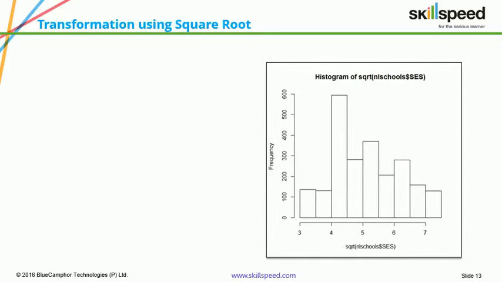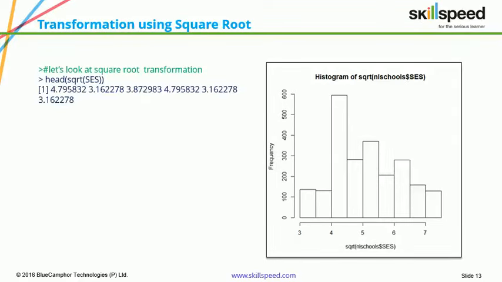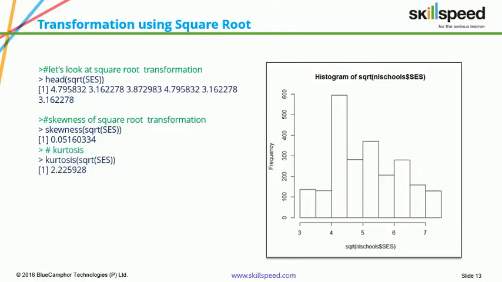When you do the square root of ACS, the values are shrunk, but they are not shrunk as before. So now the values are 4.79, 3.16, 3.87 and so on. The skewness is 0.05160,334, which looks good. Kurtosis of the square root transformation is about 2.22. Not great, but still okay because it is near to 3.